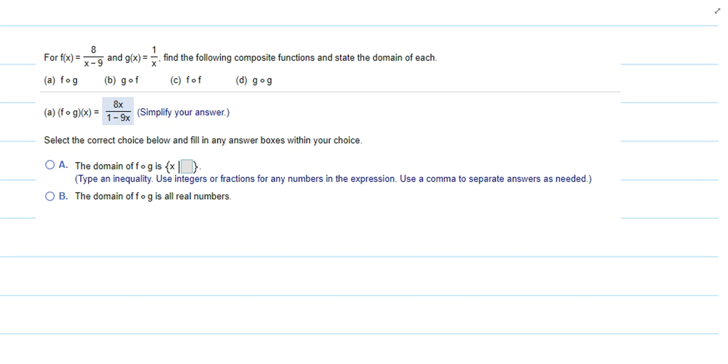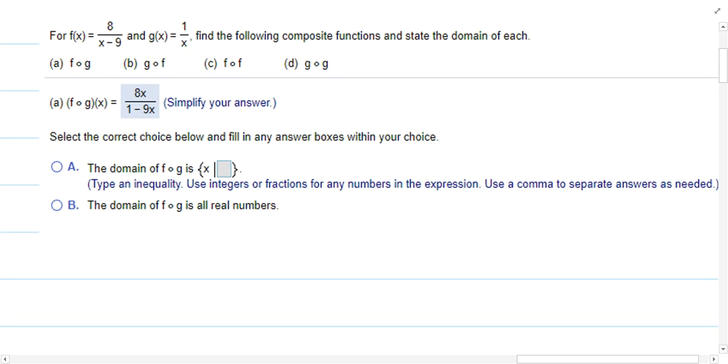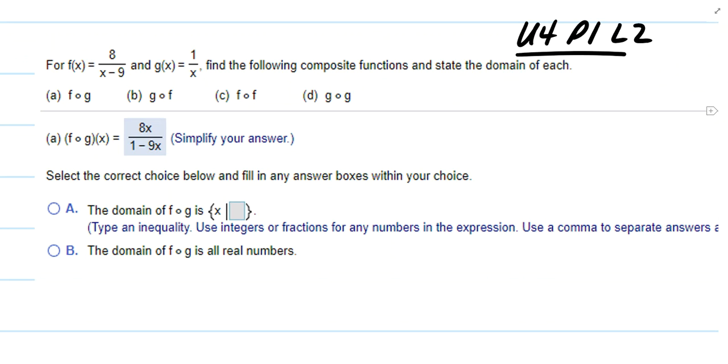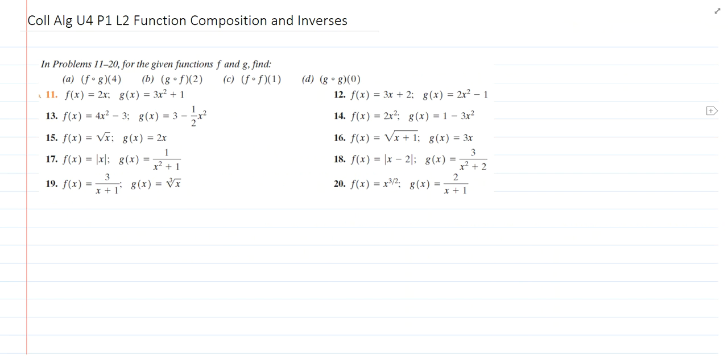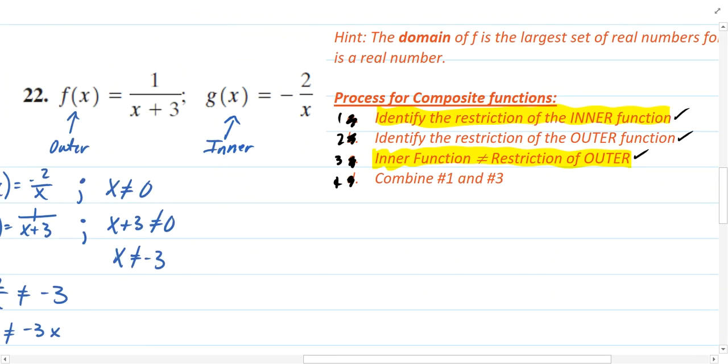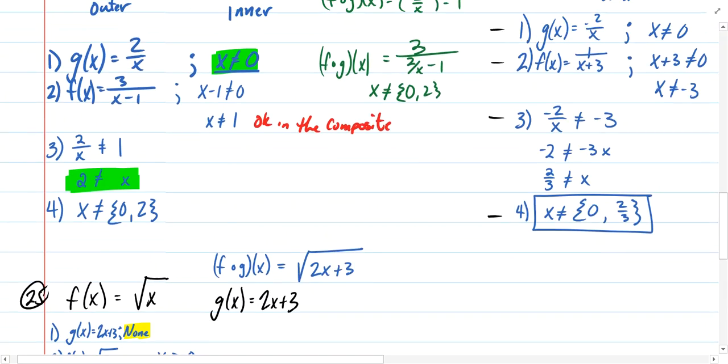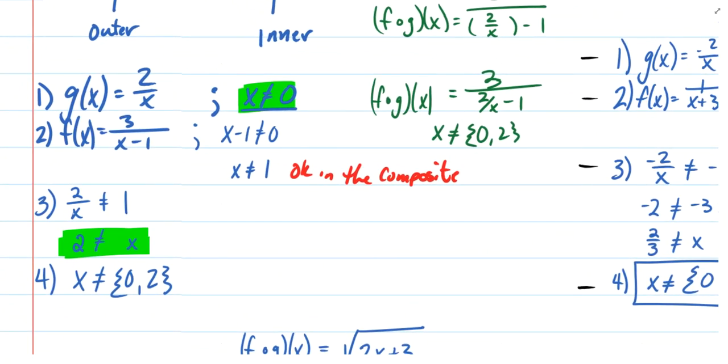In this video, I'd like to provide one more example of how to identify the domain of a composition of functions. I covered this originally in the Unit 4 video, Part 1, Lesson 2. And if you jump back to that, or if you look at your notes there, the notes look something like this, where we have a four-step process in order to find the domain of a composition of functions.